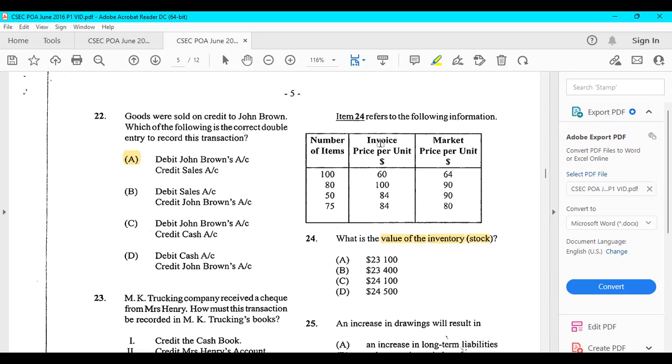The market price would be the price at which it's sold in the market. But just because that's the market price doesn't mean that's the price you'll necessarily get it for. You might get a cheaper price, or a price above market price. So it's our invoice price that we need to take into consideration, because the invoice prices reflect the prices that we are actually paying, the actual charges to us. So you multiply the number of items by the respective invoice price per unit to get the total, and add them. So 100 times 60, 80 times 100, 50 times 84, 75 times 84. Then you add the total of that. You're supposed to get D, $24,500.